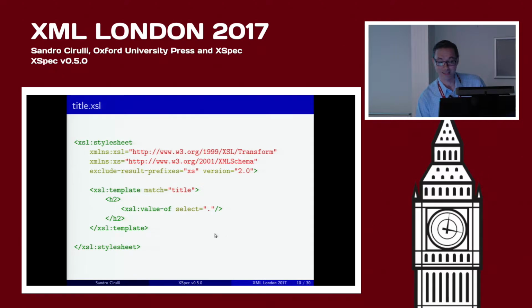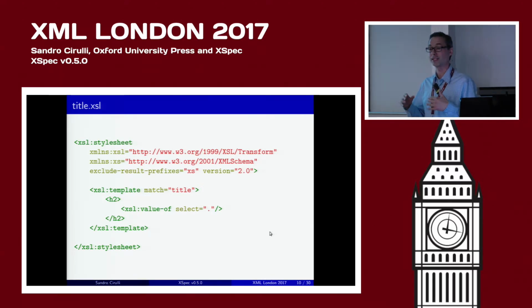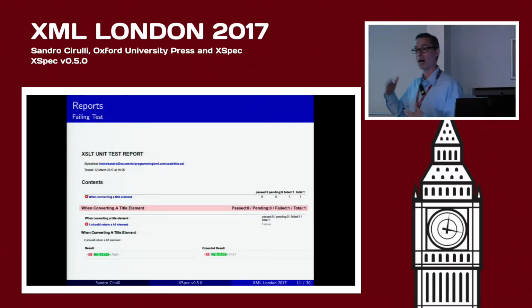Let's have a look at the XSLT now. And on purpose, I've written an XSLT that doesn't pass the test so that you can see what happens when things go wrong and then how to fix it. So here I write an XSLT, very simple, a match on the title element, but it's converting into an H2 element. So how is the test going to show you that there is a problem with your XSLT? This is the kind of output that you get.